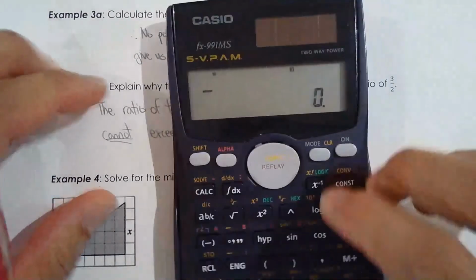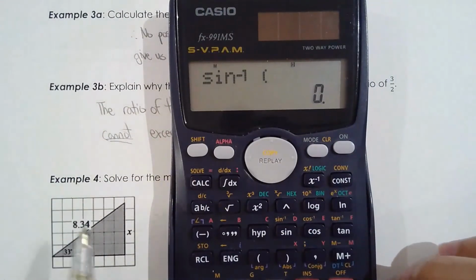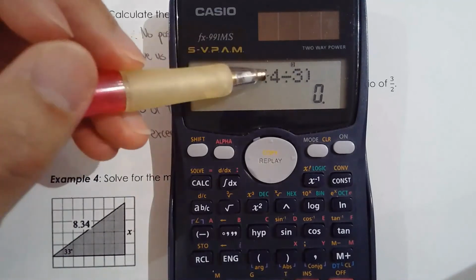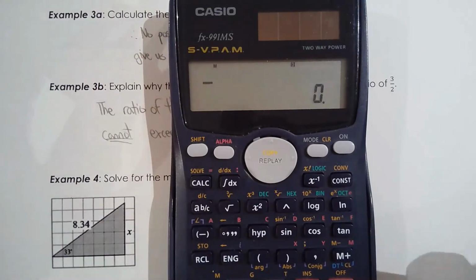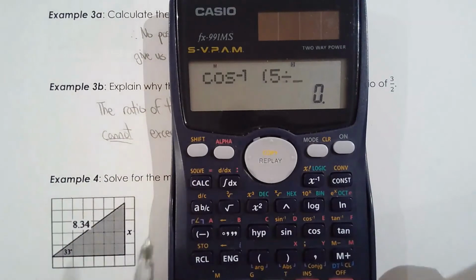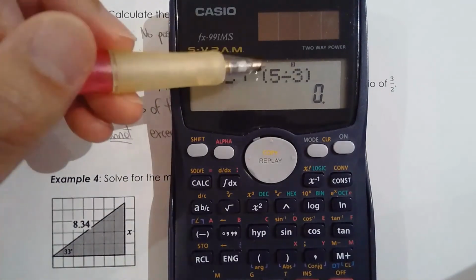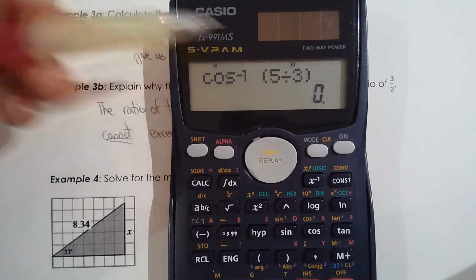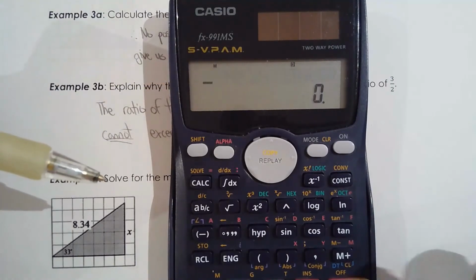So in fact, if you did any inverse sine of, let's say even 4/3, that would also be an error because your opposite side is longer. If you did inverse cos of 5/3, same thing. The hypotenuse has to be longer than your adjacent side. Okay? All right.